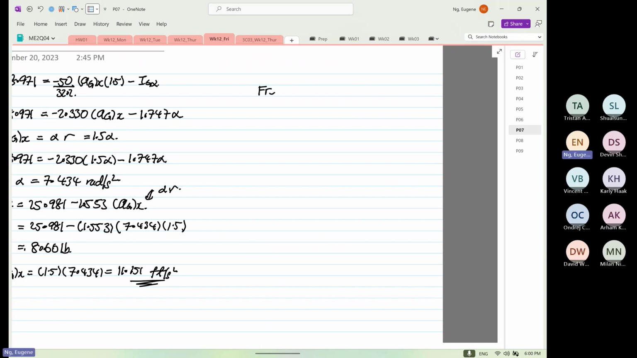When something is known as free what? Free spinning. Okay, the wheel is known as free spinning. When this is the case, friction force is equal to 0.